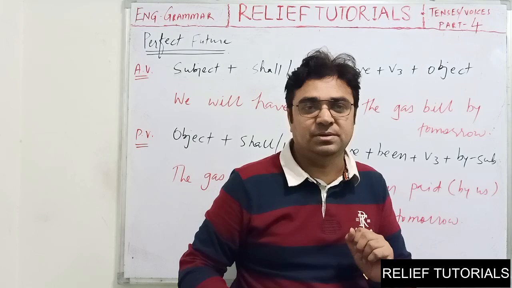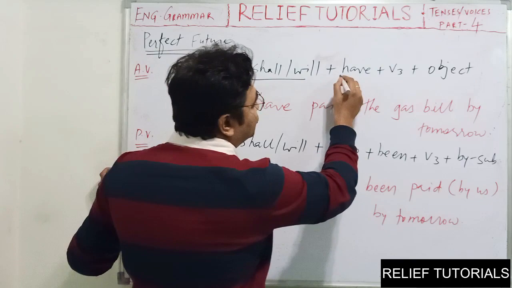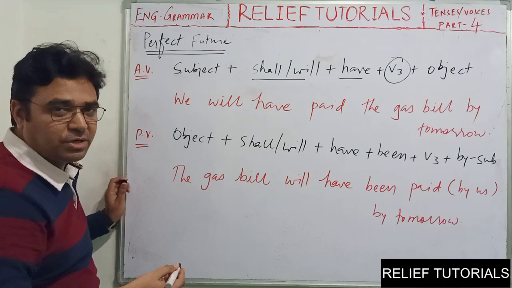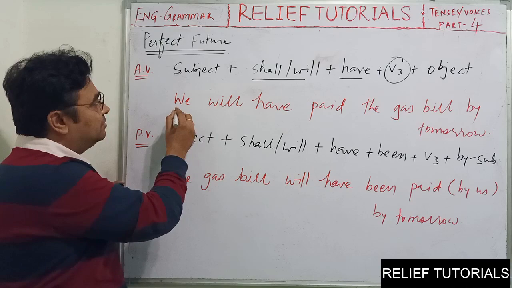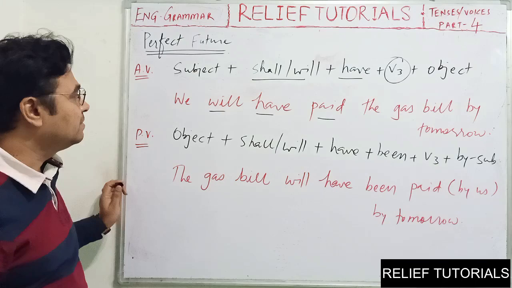Yahan pe active voice hai. Subject followed by shall or will. This is one auxiliary. We have another auxiliary have, and then the main verb with V3 form. Object and the rest of the words. So it's a very long verb form. Example: we as subject, will first auxiliary, have another auxiliary, main verb is pay, it is in the V3 form, it is paid. So we will have paid the gas bill by tomorrow.